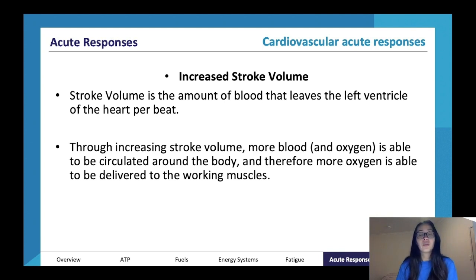Through increasing stroke volume, more blood and oxygen is able to be circulated around the body, and therefore more oxygen is able to be delivered to the working muscles. If you increase the amount of blood that leaves the left ventricle per beat, you increase the amount of oxygen which also leaves. Therefore you've got more oxygen going to the working muscles, and increased reliance on the aerobic system as opposed to the anaerobic system. Therefore there is less production of metabolic fatiguing byproducts, particularly the hydrogen ions associated with lactate, which are a byproduct of the anaerobic system, and therefore less fatigue. So that's why we want more aerobic reliance.